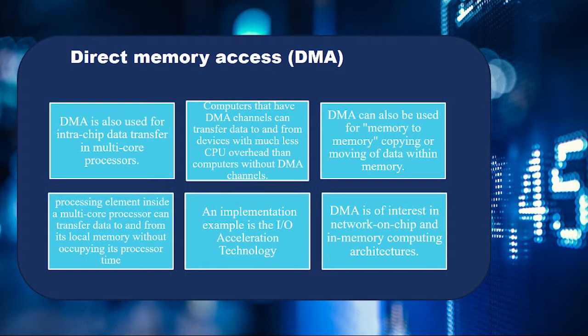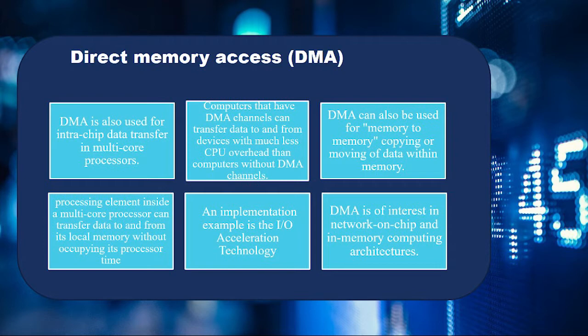DMA is also used for intra-chip data transfer in multi-core processors. Computers that have DMA channels can transfer data to and from devices with much less CPU overhead than computers without DMA channels. Similarly, a processing element inside a multi-core processor can transfer data to and from its local memory without occupying its processor time, allowing computation and data transfer to proceed in parallel.